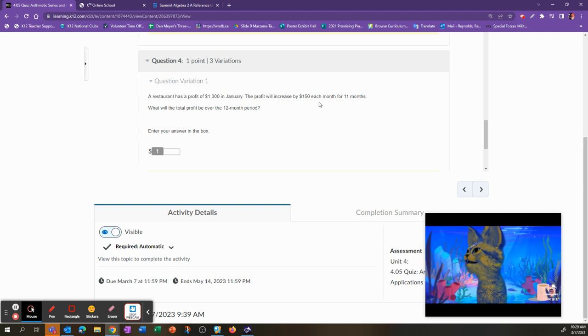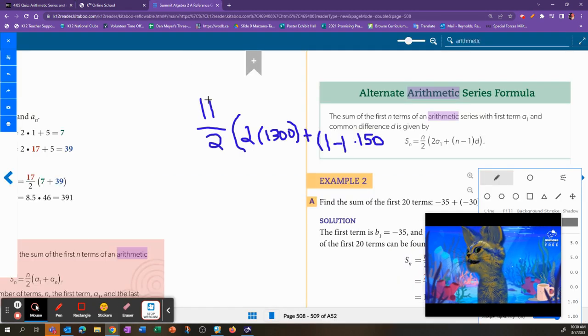No, that's fine. Increases by 150. Oh, what will be the total? Oh my gosh, right there, you guys. It's a reading problem. Okay, all right. What will be the total profit over a 12-month period? So now let's just go back and change this. This will be 12.